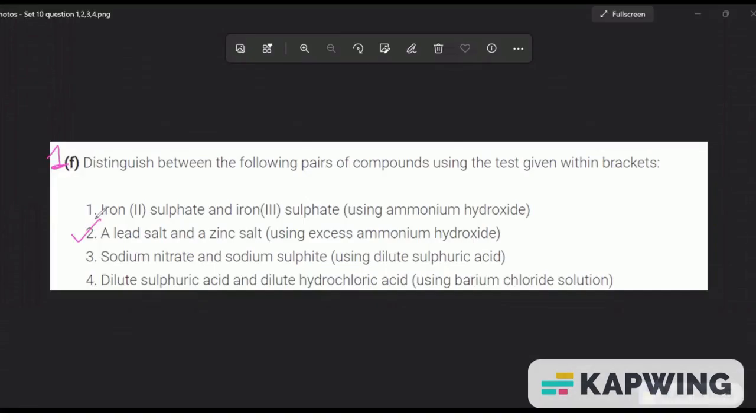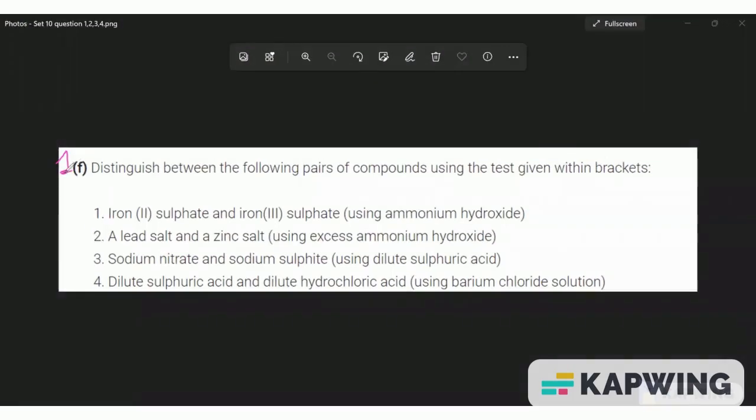Hello students, today I will discuss one more question from ICSE Class 10 2014 question paper, 1 Part F. I would like to discuss question number 2 from here. Distinguish between the following pair of compounds using the test given within the brackets. So now over here we have to compare between a lead salt and a zinc salt. Over here we have to use excess of ammonium hydroxide.